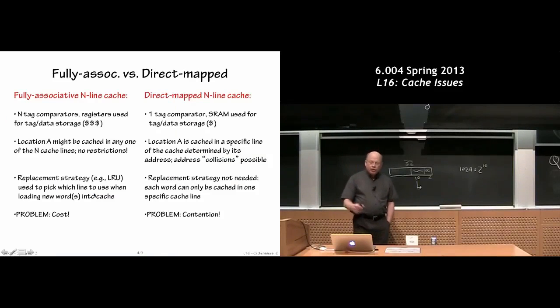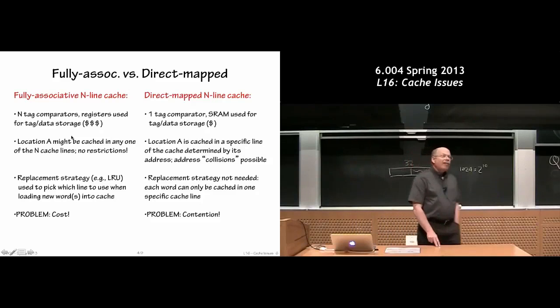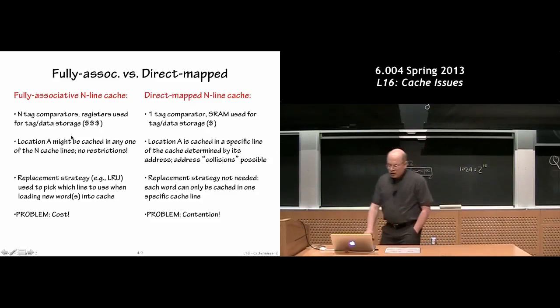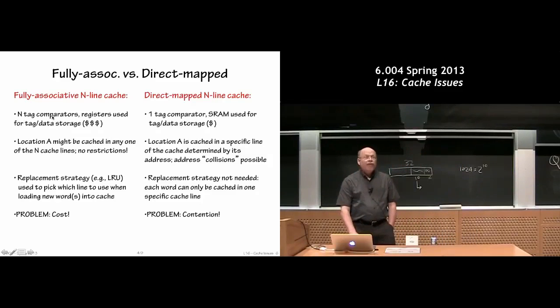Okay, so here are our two choices. We have fully associative versus direct mapped, a listing of comparisons. Speaking of comparisons, the number of comparators differs. This search is very highly parallel in the fully associative system. This search only looks in one place.